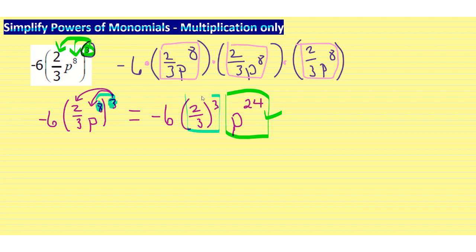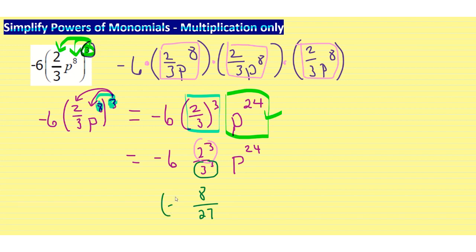How do we finish this piece right here? Okay, so this is how we're going to do it. We're going to do equals -6, and it's going to be 2 to the 3rd power over 3 to the 3rd power. Okay, and then I still have a p to the 24th here. But let's work on this little piece right here. What is 2 to the 3rd power? Well, 2 to the 3rd power is 8. And what is 3 to the 3rd power? Well, 3 to the 3rd power is 27.